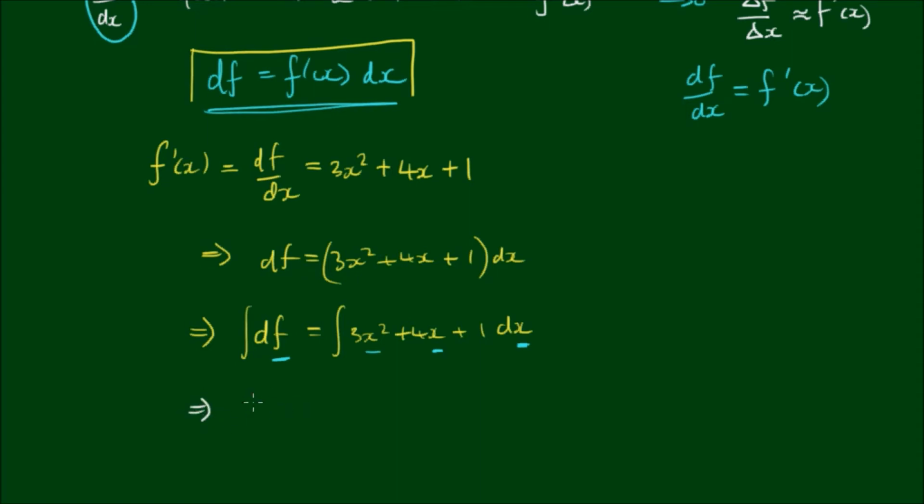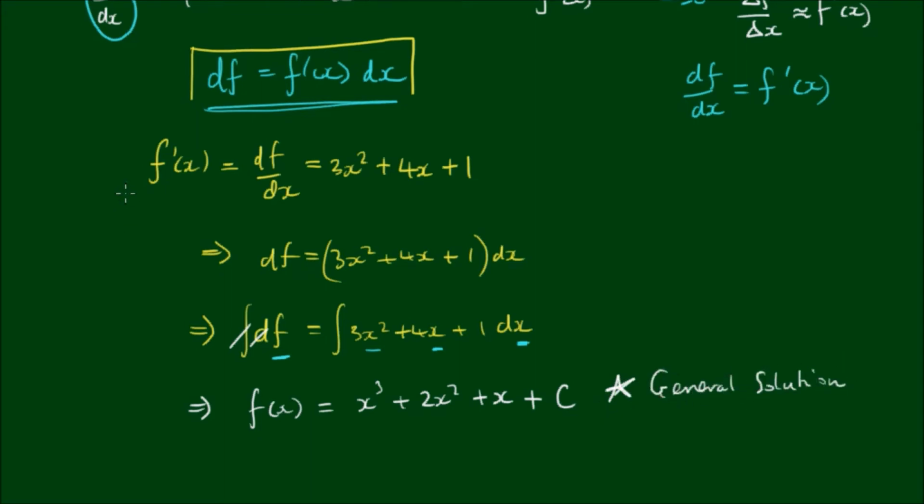So the solution is then f, which is a function of x, so the d and the integral have the effect of cancelling each other out. If we integrate each of the terms, we get x cubed plus 2x squared plus x, and then importantly, to get the general solution, we must include the integration constant c. So this is what we call the general solution.